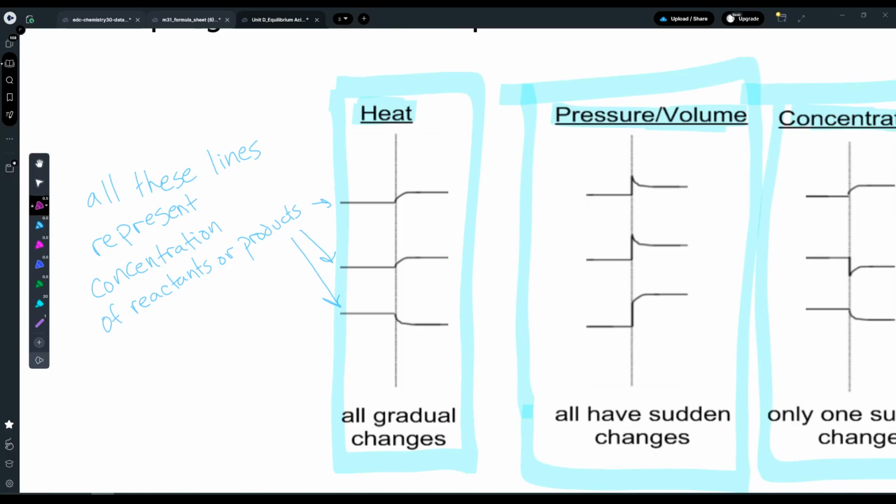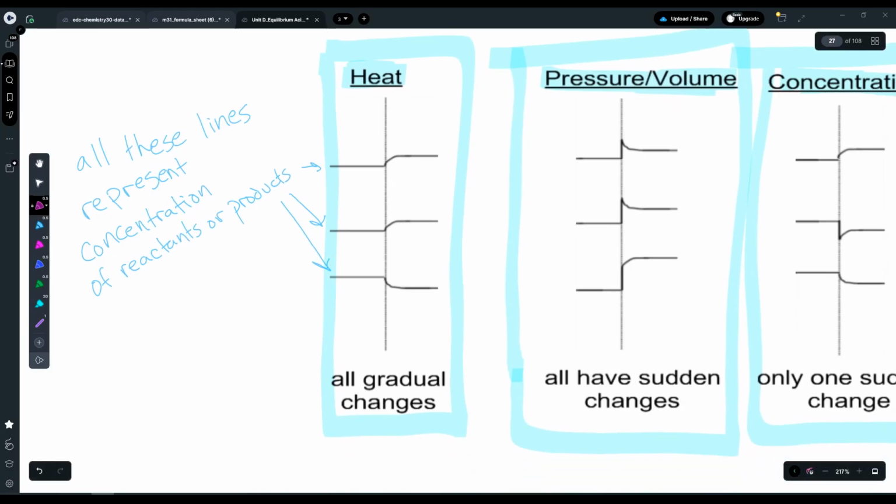Based off of the information that I have in this example, because I don't know which lines are reactants and which lines are products here, I can't say for sure right now if heat is being increased or decreased. However, what you're looking for to tell you that heat is the stress being applied is that all of the changes in concentration for your reactants and products are going to be gradual changes.